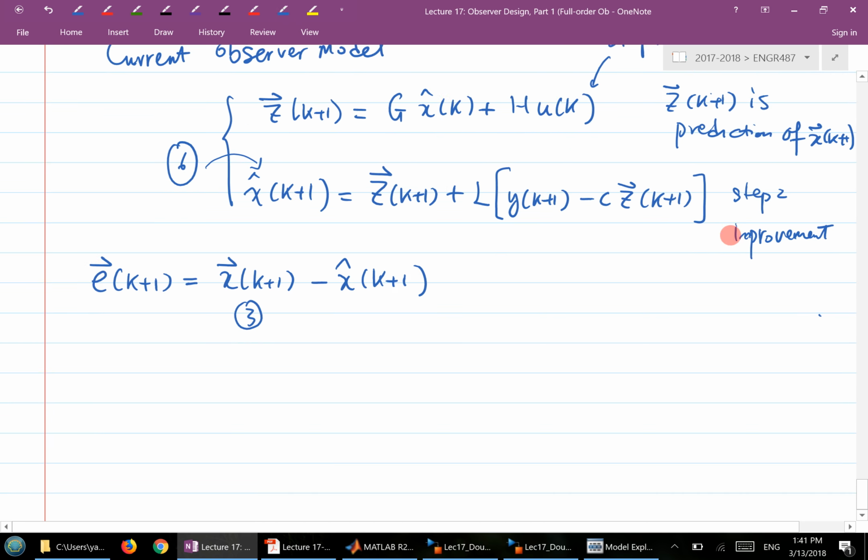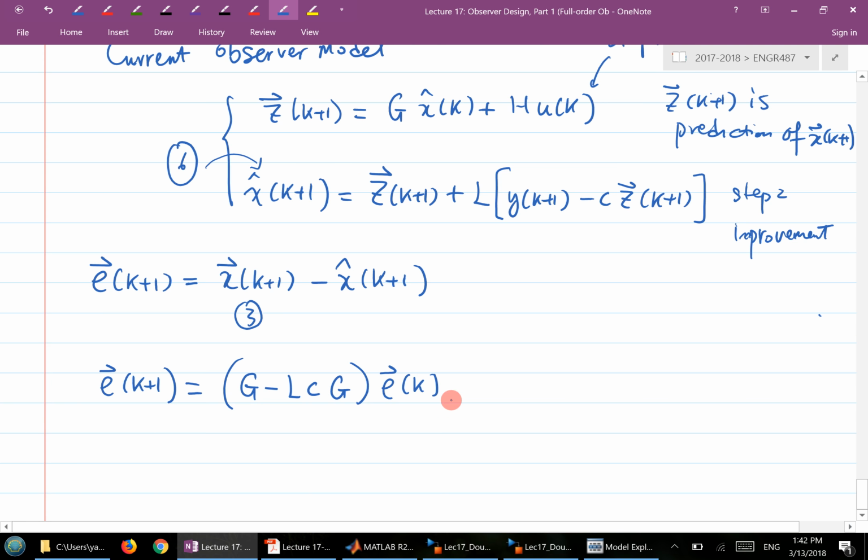If you do that, and I'll simplify myself a little bit, you'll be able to get the following relationship. So if you use equation 3 minus equation 6, you'll get the error dynamics, which is this one here. And this is slightly different here.